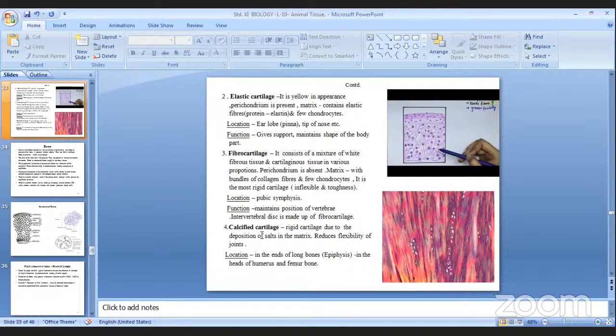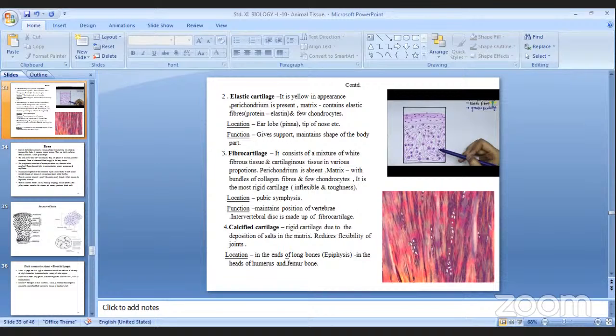Then calcified cartilage, that means salt deposition has taken place in the matrix. So it becomes hard, it becomes tough. Therefore, the flexibility in the joints reduces. Old people, you see that they find it difficult to bend their knees, elbows, etc. Isn't it? It is because salt deposition has taken place over there. The synovial fluid is being reduced. So they find it difficult in the joints.